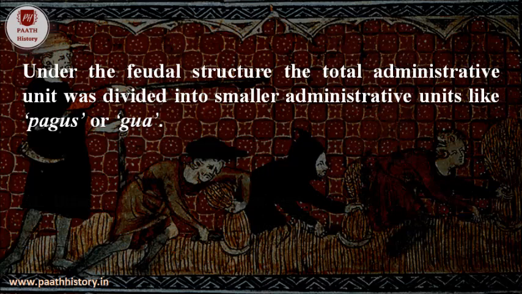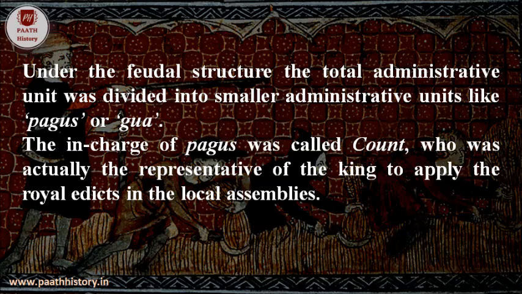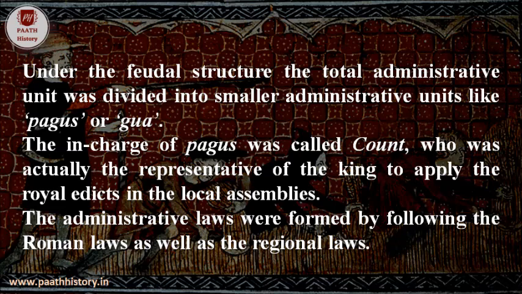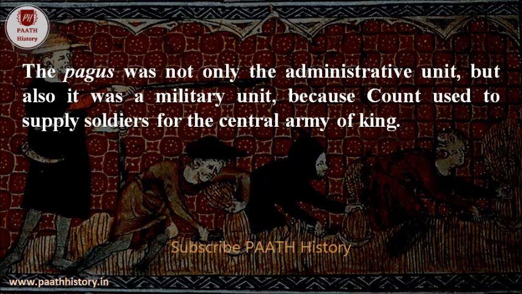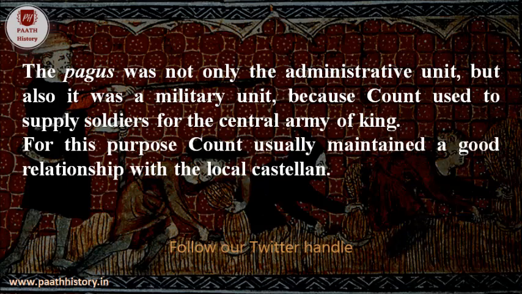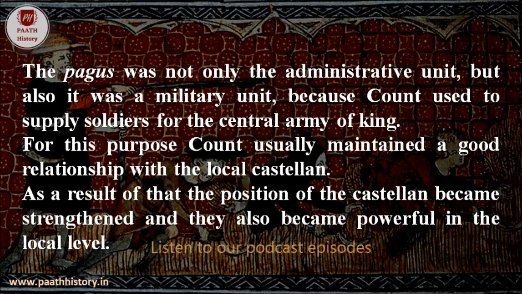Under the feudal structure, the total administrative unit was divided into smaller administrative units like the pagus or gau. The person in charge of the pagus was called the count, who was actually the representative of the king to apply the royal edicts in the local assemblies. The administrative laws were formed by following the Roman laws as well as the regional laws. The pagus was not only an administrative unit but also a military unit, because the count used to supply soldiers for the central army of the king. For this purpose, the count usually maintained a good relationship with the local castellan. As a result, the position of the castellan became strengthened, and they also became powerful at the local level.